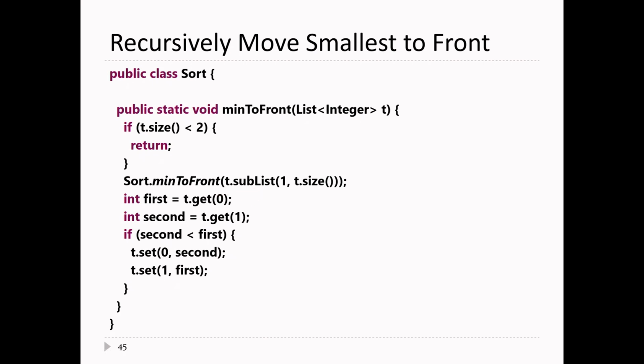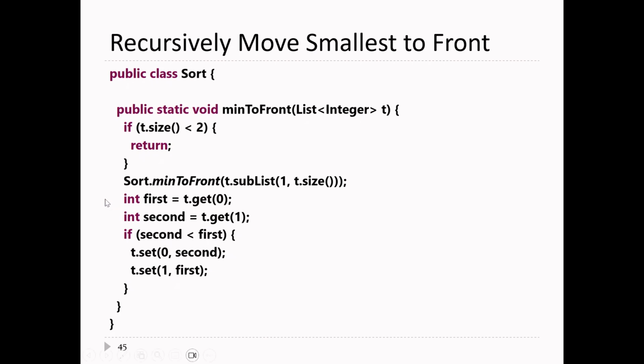So sublist returns the part of t starting at index 1, going up to but not including t dot size, the element at t dot size. So going up to element t dot size minus 1, which is the last element of the list. So that recursively finds the smallest element in the list, excluding the first element.